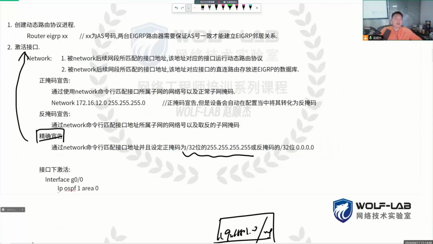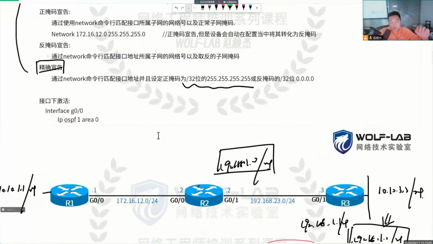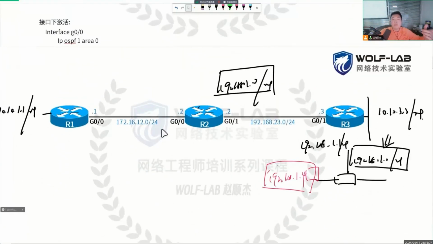Why has the default become a 24-bit mask, not the default 16 bits? For example, a 192.168.2.0 network segment is also available, because when we declare it, even if on the R2 side we go to network and declare a larger network segment like 172.16.0.0/16, can you say that lets our interface run EIGRP? It can.